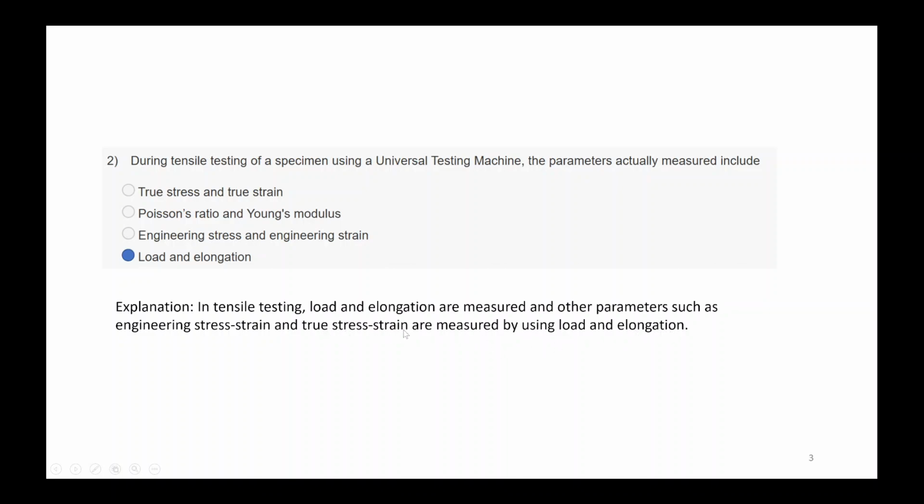In the case of engineering stress and strain, we divide load and elongation by the original cross-section area and original length respectively, and for true stress and strain, we divide them by the instantaneous cross-section area and instantaneous length respectively.